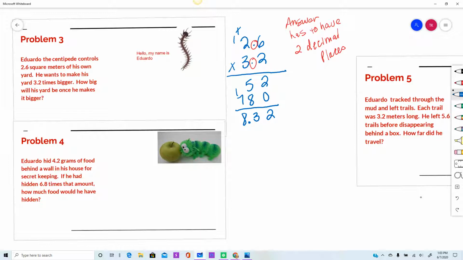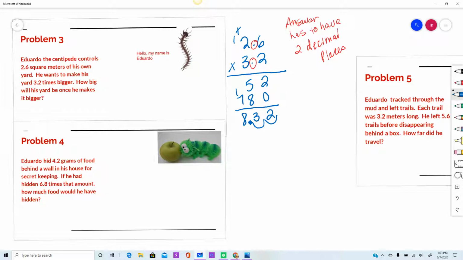8. Okay. 2 decimal places: 1, 2. So my decimal point goes there. So once he increases his yard, he's going to have 8 32/100 meters to control. Problem 4.